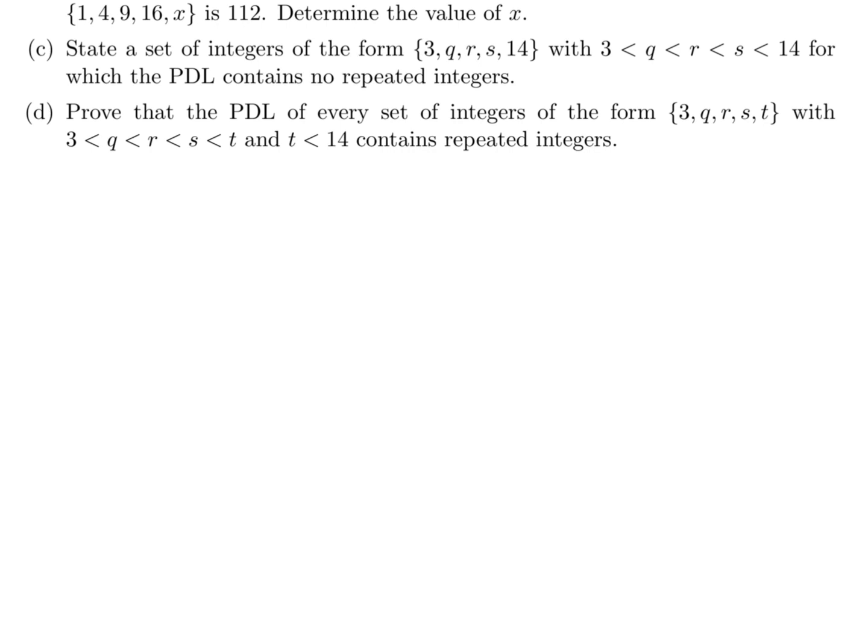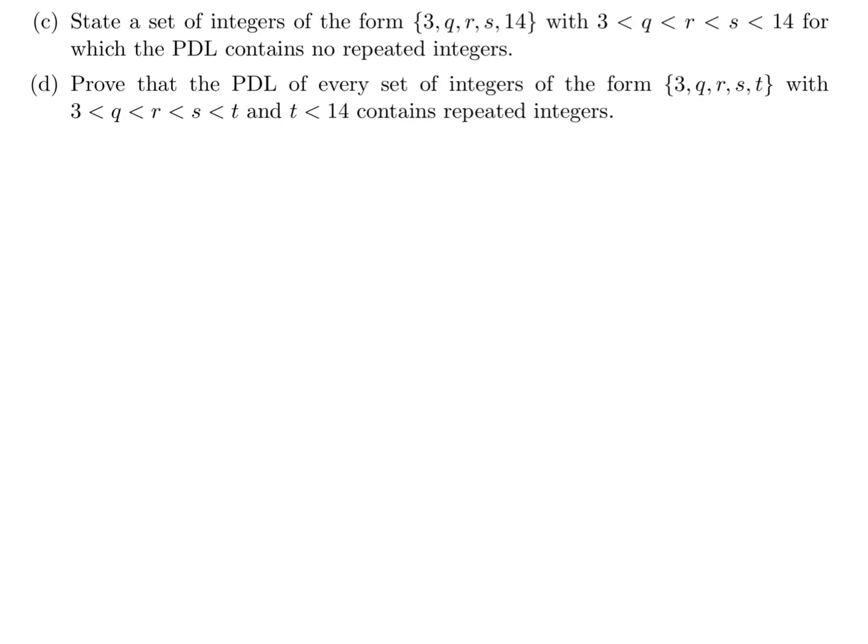State the set of integers of the form 3, Q, R, S, 14 with 3 less than Q less than R less than S less than 14, for which the PDL contains no repeated integers. No repeated integers. So very similar to before, we'll first create that list. So it'd be Q minus 3, R minus Q, R minus 3, S minus R, S minus Q, S minus 3, 14 minus S, 14 minus R, 14 minus Q, and finally 14 minus 3.